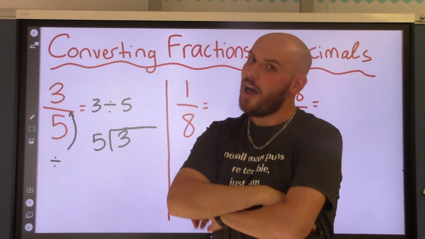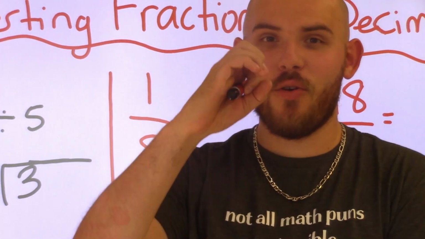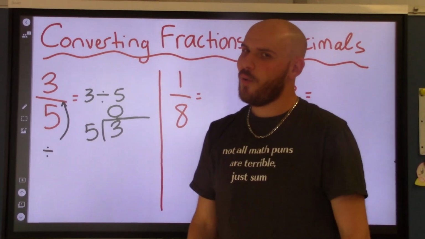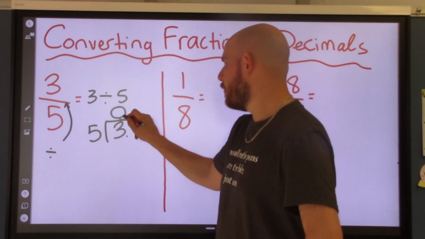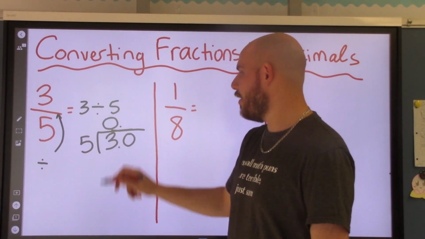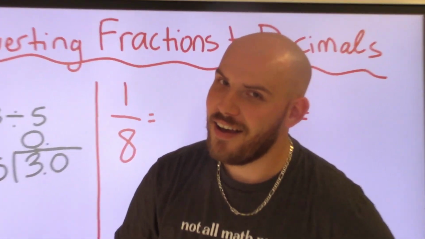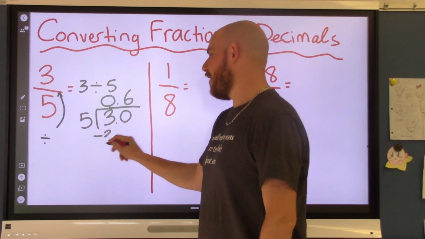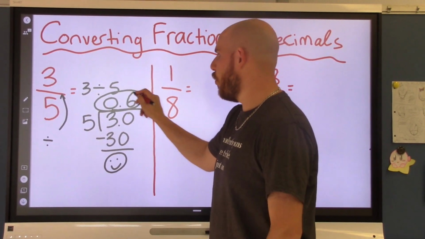How many times does 5 go into 3? 0. So we put a 0 here, but we're not done because the answer is not 0. So we put a decimal on the 3 and on the top, and now we can add a 0. And how many times does 5 go into 30? That's right, 6 times. And 5 times 6 is 30, so our answer is 0.6.